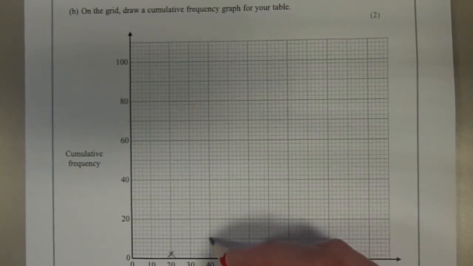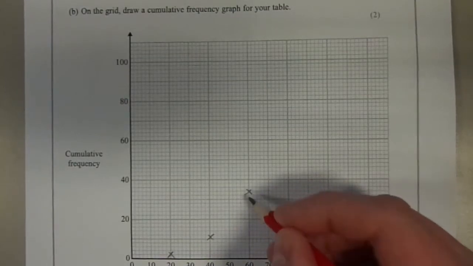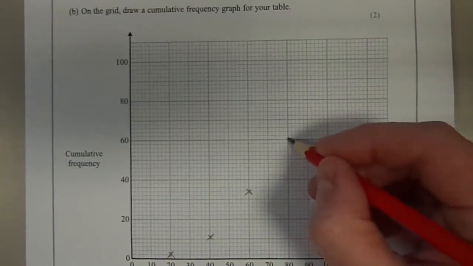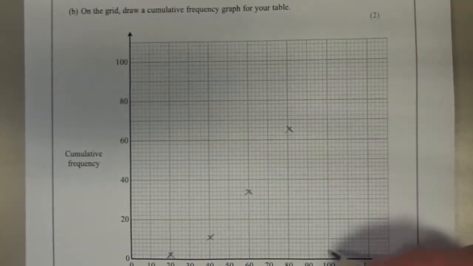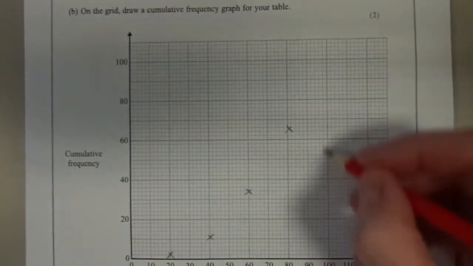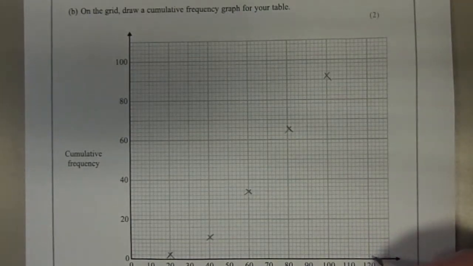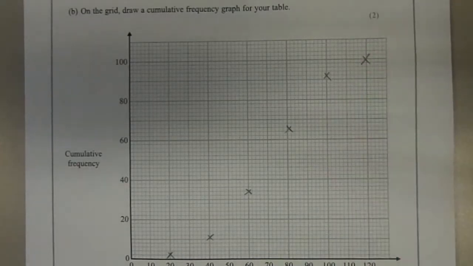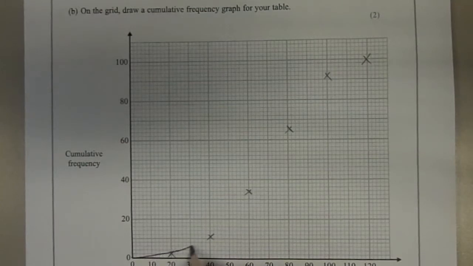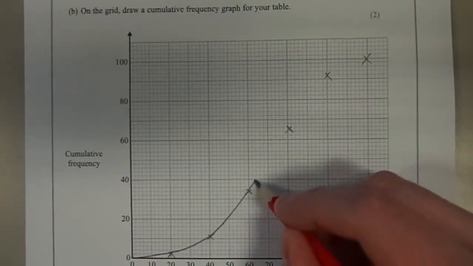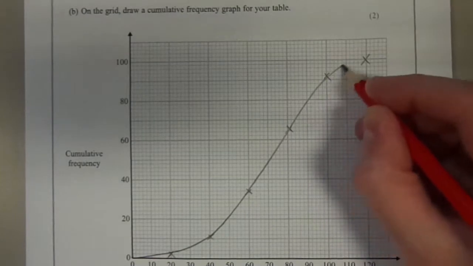So there we go. There's 10, 11, 34, 80 against 65, 100 against 92, and 120 against 100. And then we join those up with a smooth curve, freehand, as neat as you possibly can.